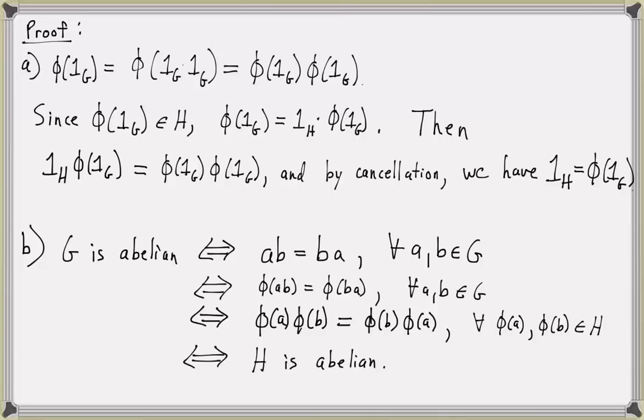So we see that two groups that are isomorphic must either both be abelian or both be non-abelian. So there's no way you can have an abelian group be isomorphic to a non-abelian group, which could be a useful way to prove that two sets are not isomorphic. If you could show one group is abelian and one group is non-abelian, then there's no way they can be isomorphic.